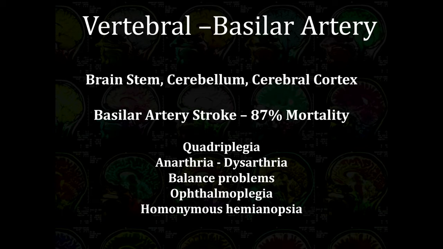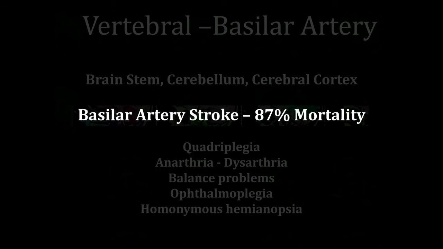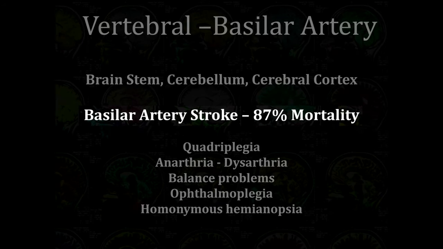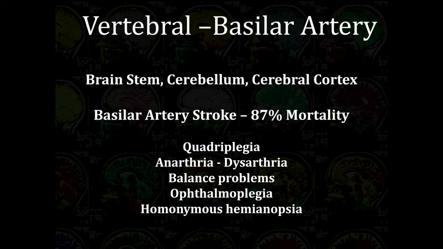When we think about the posterior circulation, really this is where we get into the brainstem, the cerebellum, the cerebral cortex. And as I alluded to when we looked at the circle of Willis, that's where you have the basilar artery. And that basilar artery is a massive vessel. Again, big embolic strokes. And these encompass 87% mortality. So very ominous when you see a basilar artery stroke.